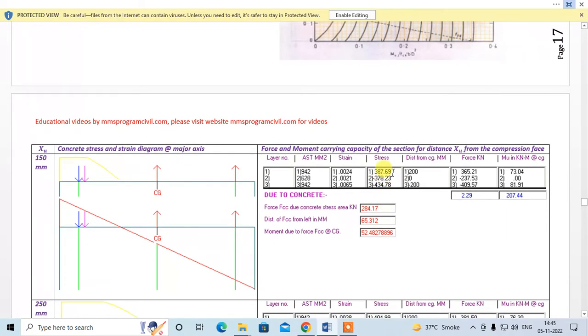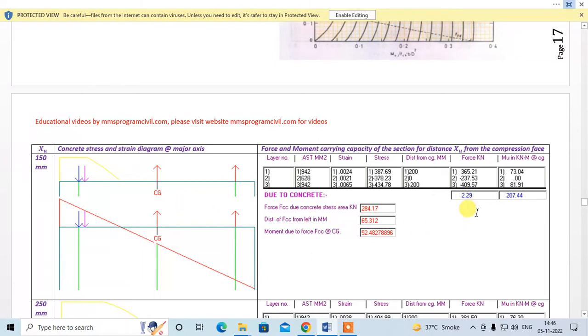Once you know the stress, stress into area is force. So this force is over here, and this force is over here, and this force is over here, right? So this is how we get the force. Now this force will give a moment about CG. So that is this moment, positive because clockwise. This will give no moment, so 0. This will again give a clockwise moment, so again, this is that moment, positive because it's clockwise. When you add all these forces, you get Pu. When you add all these moments, you get Mu, right?